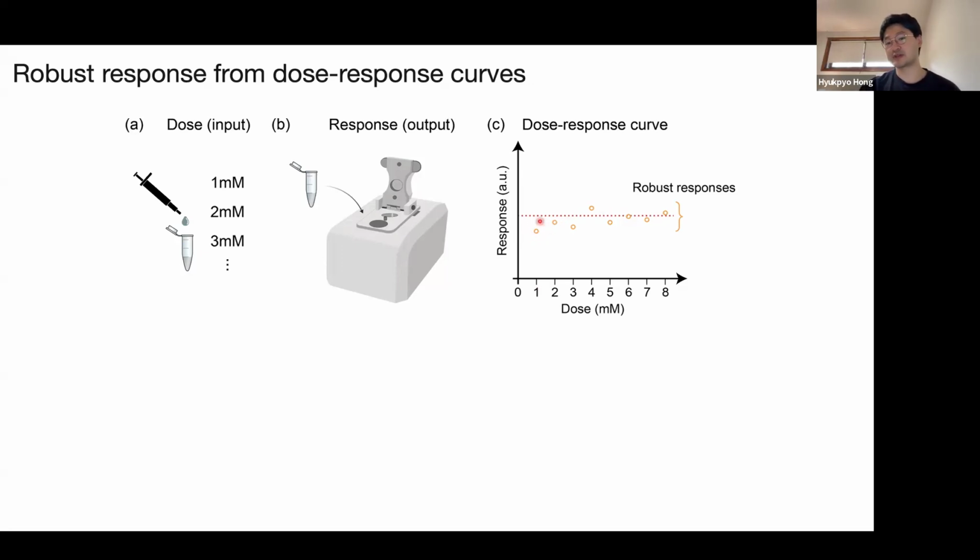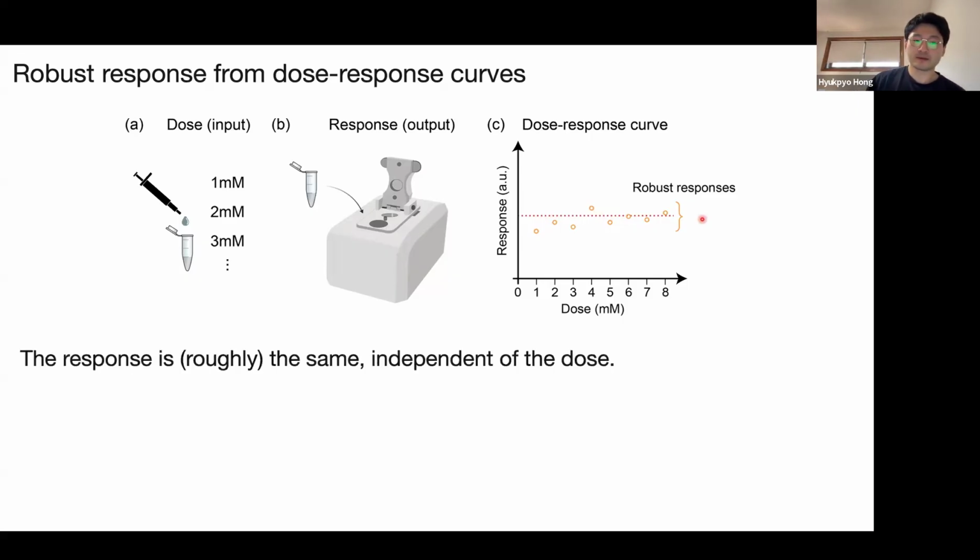In practice, as you can see here, we will see many dots from the left to the right. Whenever those dots are concentrated in a nearly horizontal line, we can say the responses are robust with respect to the given input species. In this case, the response is roughly the same, independent of the dose, and this is how we experimentally or practically identify the robustness of the response, as you can see in the dose response curve over there.